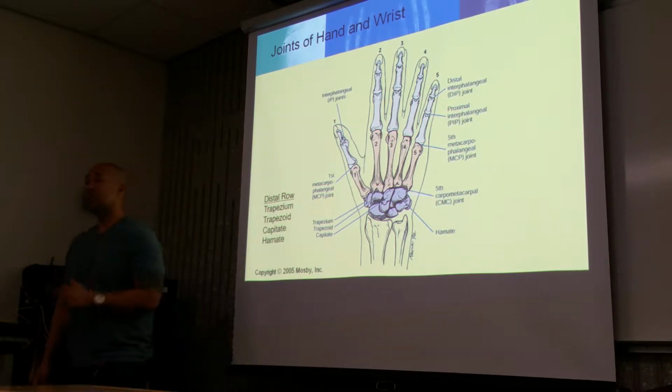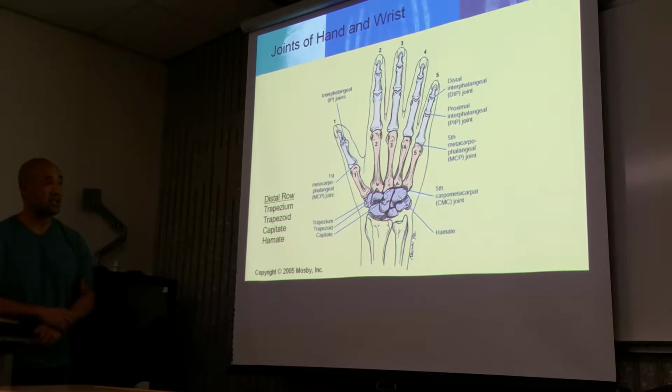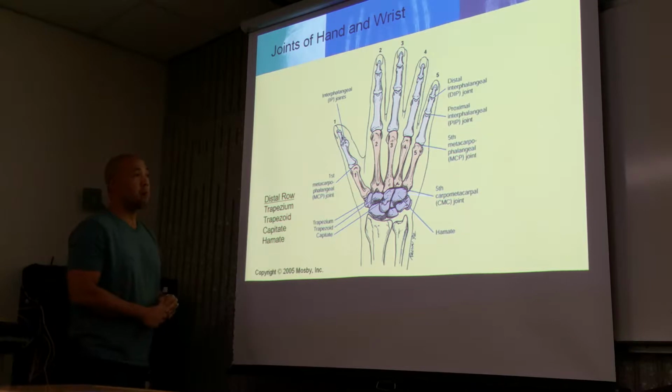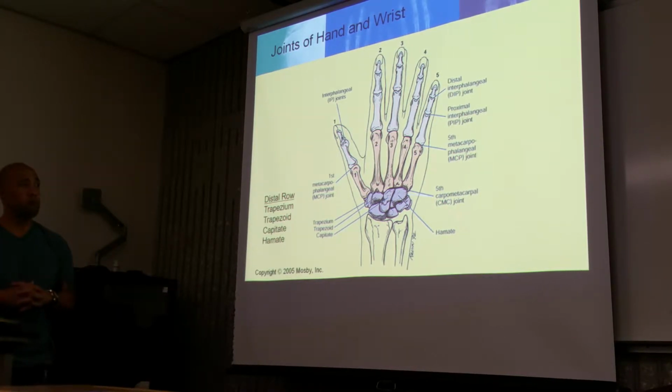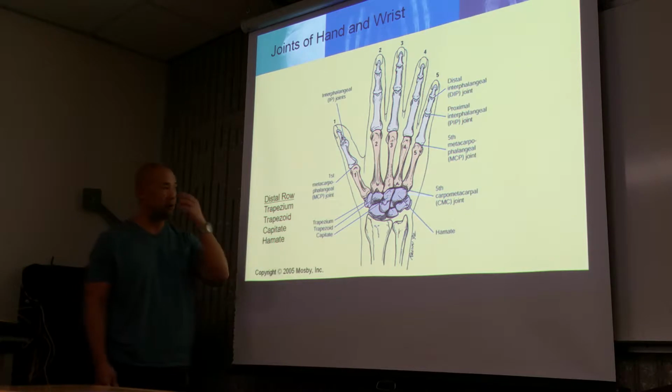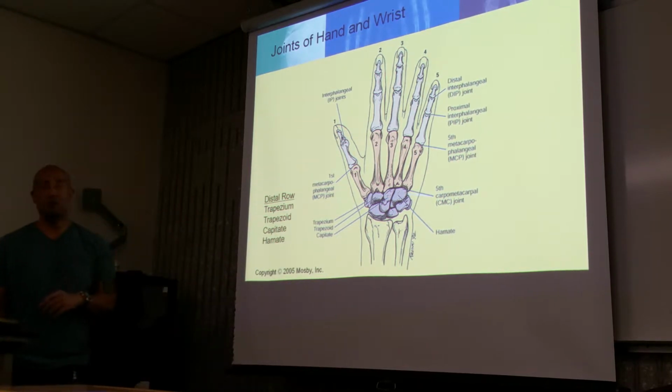And then the articulation between the metacarpals and the carpal bones is known as the carpal metacarpal joint. And then we'll talk about the carpal bones here in just a moment. Okay, any questions so far?